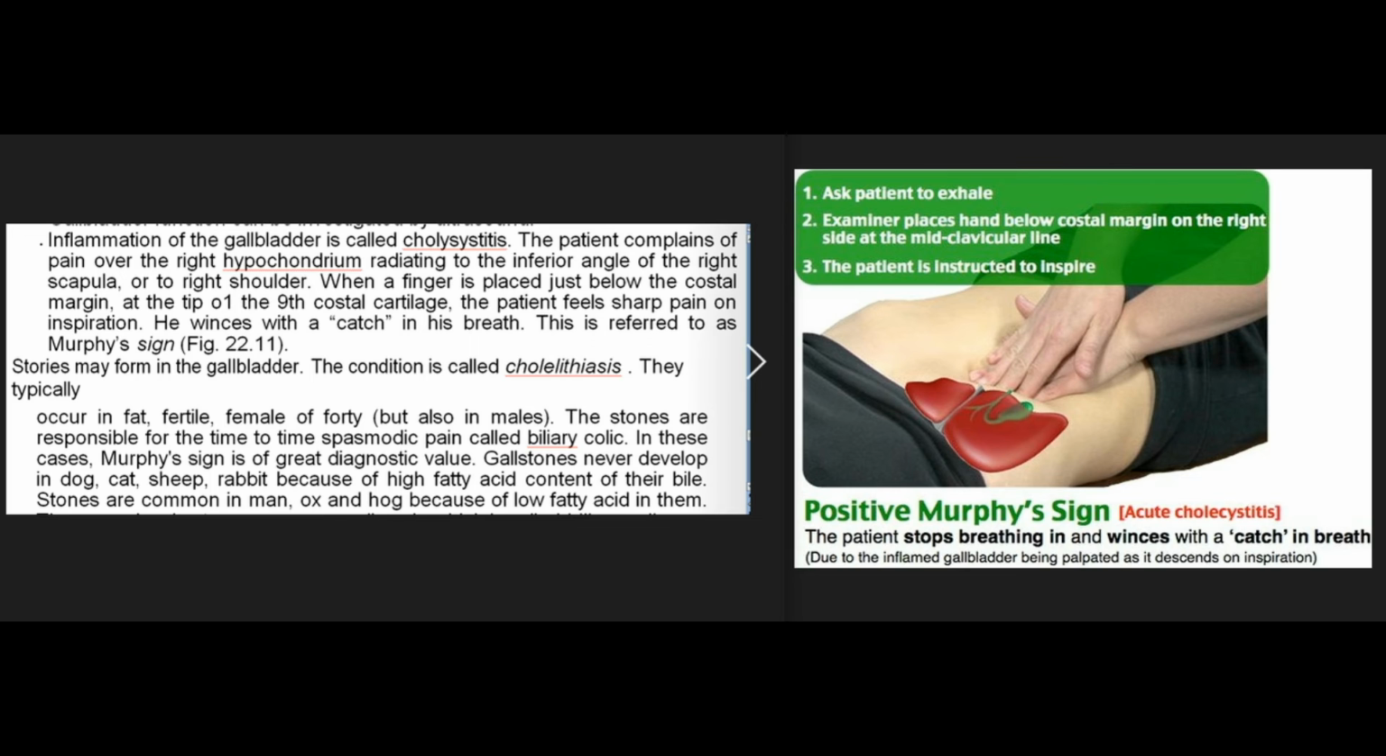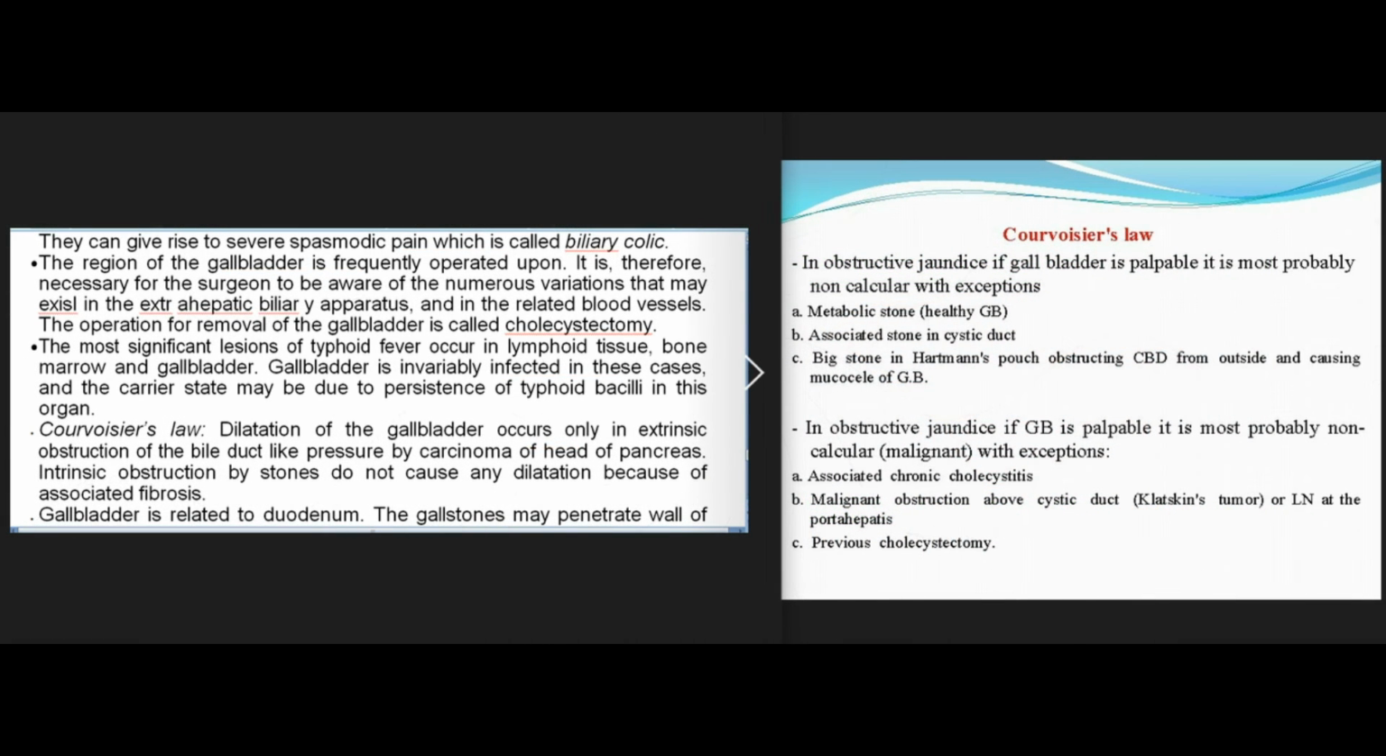Gallstones never develop in dog, cat, sheep, rabbit because of high fatty acid content of their bile. Stones are common in man, ox, and hog because of low fatty acid in them. They can give rise to severe spasmodic pain which is called biliary colic.